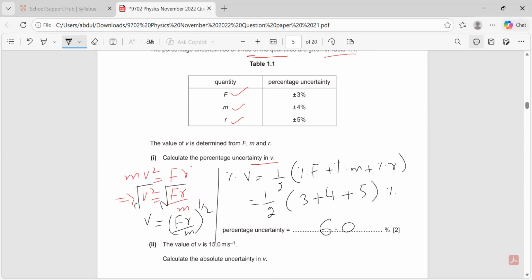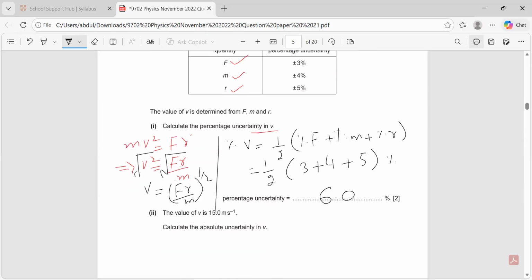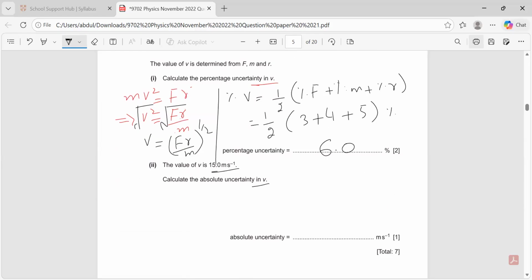Anybody having any question at any moment, please feel free to ask me. Then the value of v is 15 meters per second. Calculate the absolute uncertainty in v. Method is only 1 mark. So absolute uncertainty is simply 6% of this. It means 6 over 100 times 15.